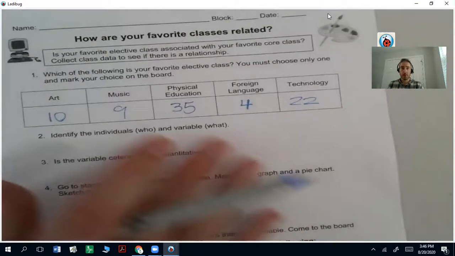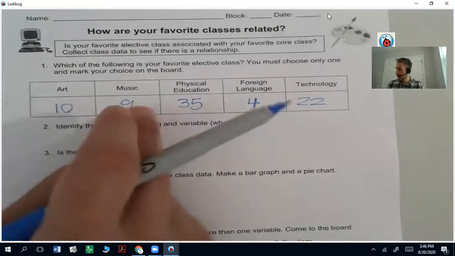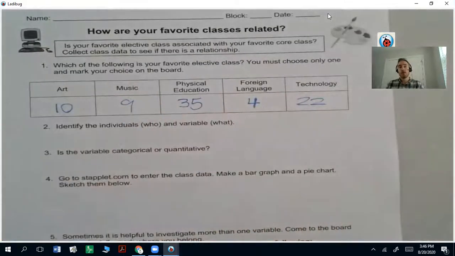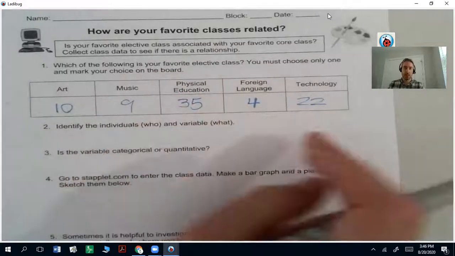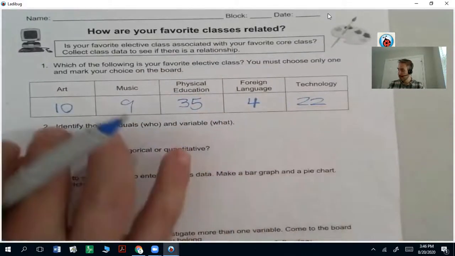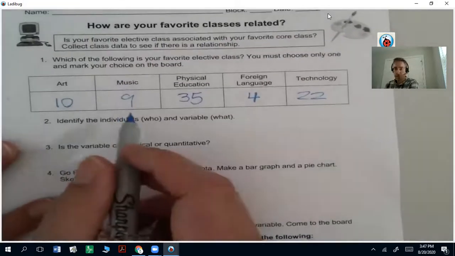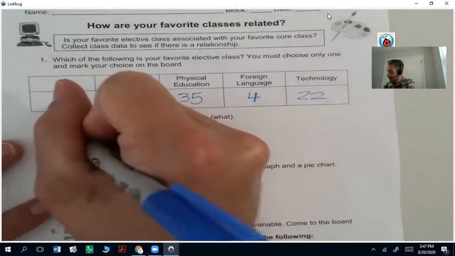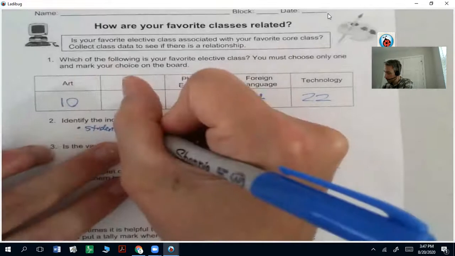So let's imagine a problem where you were doing a survey of some people, and this is a group of 80 people. You can add these up to verify that you surveyed, and you asked, what are your favorite elective classes? And these are the numbers that we got. Okay, a lot of people like PE, a good chunk of people like technology, music and art were okay, foreign language not so much. The individuals in this group would be the who, so we're talking about the students surveyed.